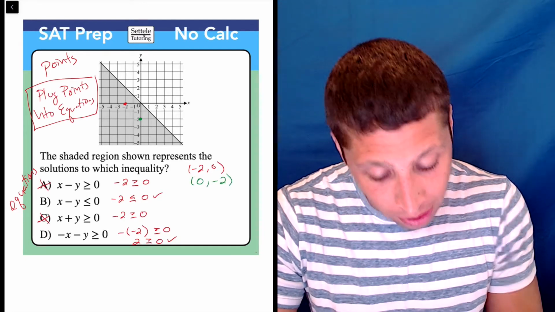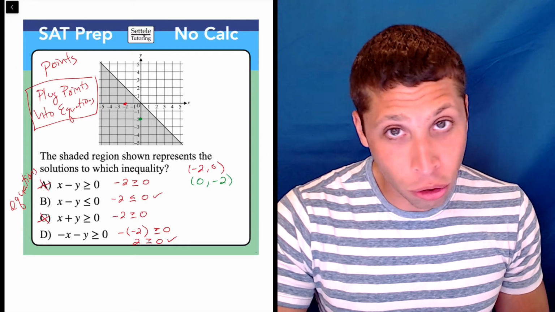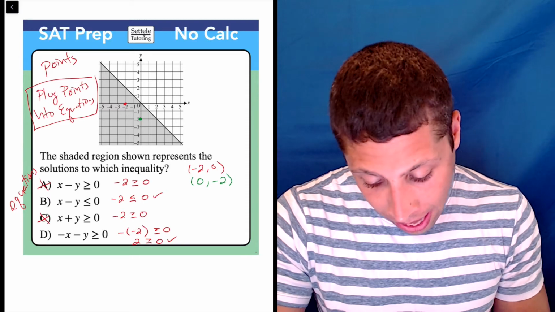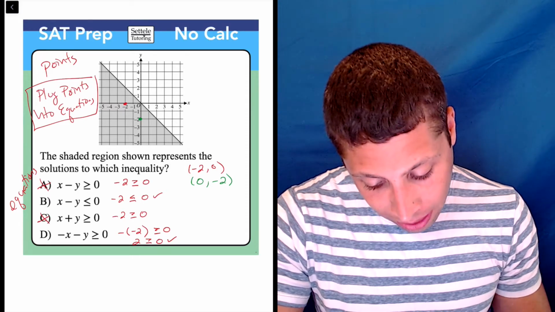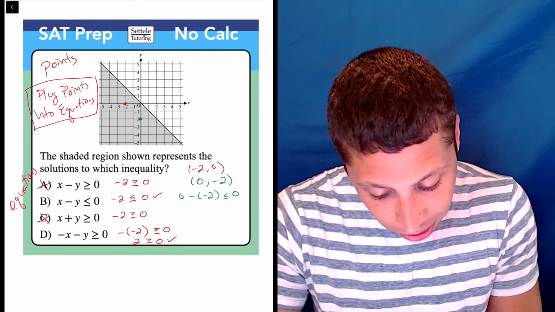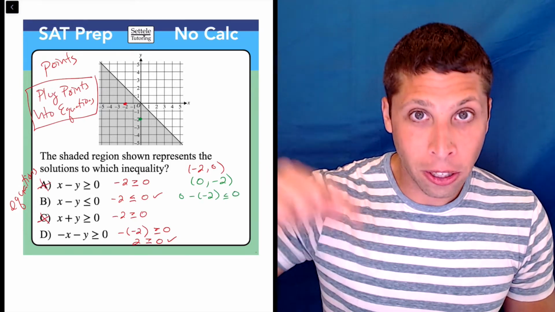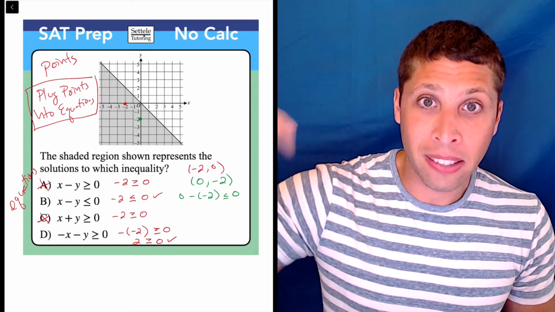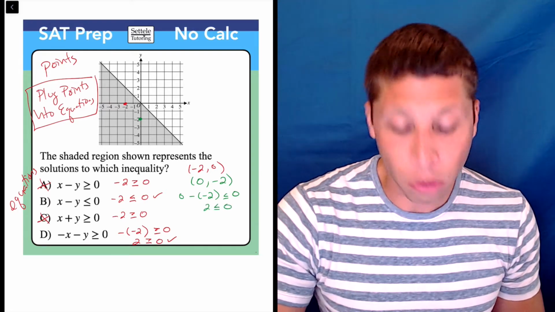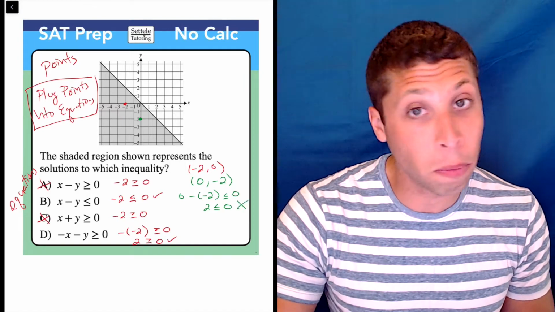So we're doing similar numbers. We don't need to try choices A and C because we already proved them wrong, so we're just doing B and D. And so in B, again, we've got to be careful with that double negative. 0 minus -2 is less than or equal to 0. 0 minus -2 is the same as 0 plus 2, so this is telling me 2 is less than or equal to 0. That is not true, so B does not look good.